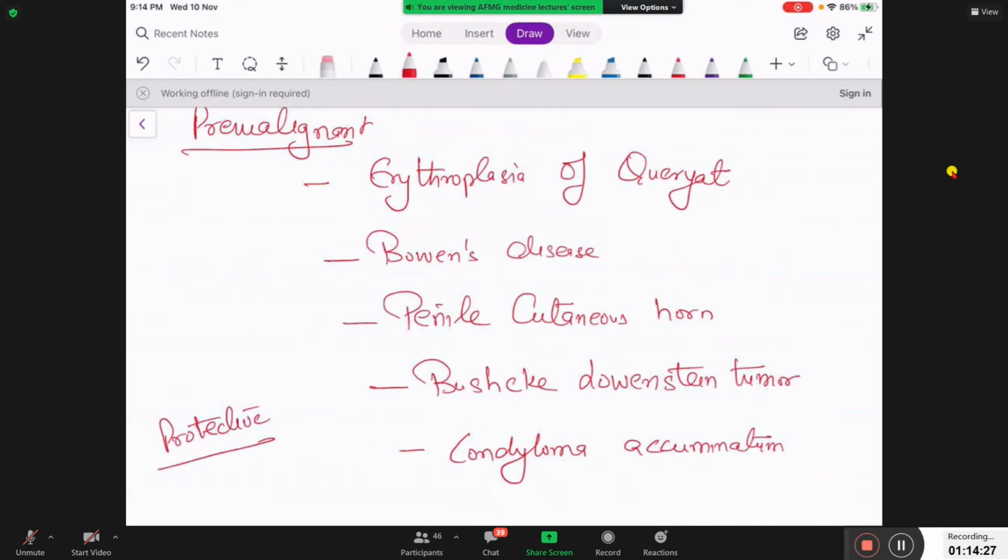Protective factor is neonatal circumcision.